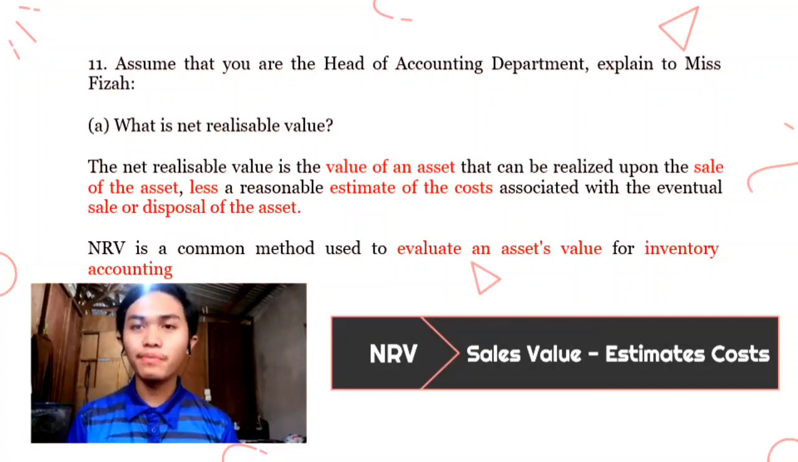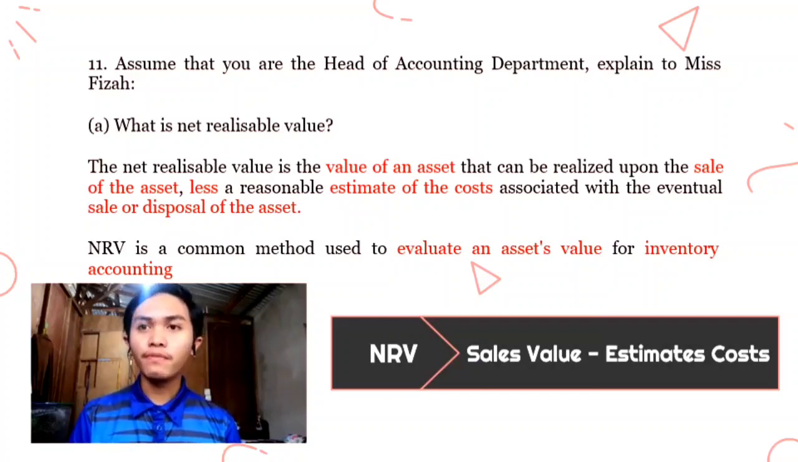I am Muhammad Ikmal bin Hussin, matric number 280131, and we will discuss question 11 and question 13. We will start with question 11A. The question is, assume that you are the head of an accounting department. Explain to Miss Fiza what is the net realizable value.